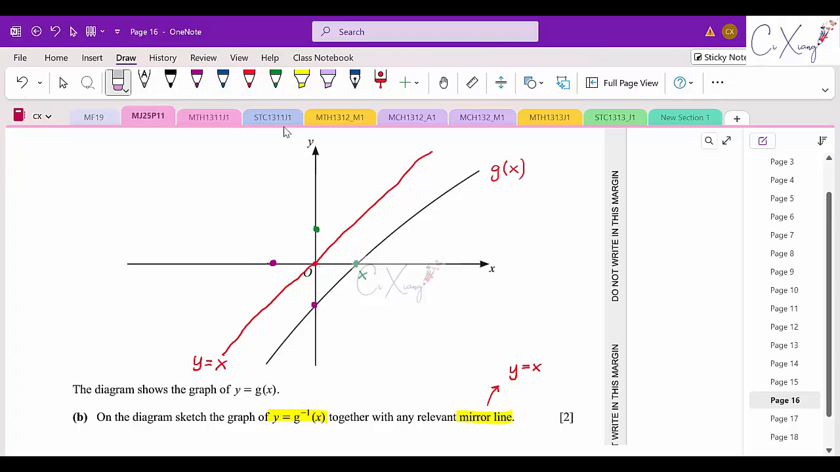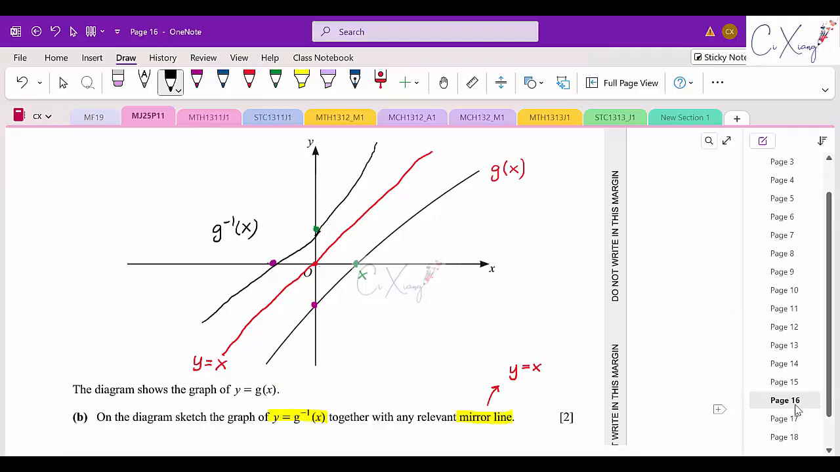After that, you try to imagine that this is a mirror. You can maybe fold it a little bit. If you reflect the line over, your line should look something like this. I cannot draw it very nicely because I'm using the pen here, but if you can, try to draw it as nicely as possible. Then this will be your g inverse x. My drawing is not so nice, but imagine this is a mirror, and when you fold the graph over, this is how your graph will look. So don't forget to label your graph again, which is g inverse x.